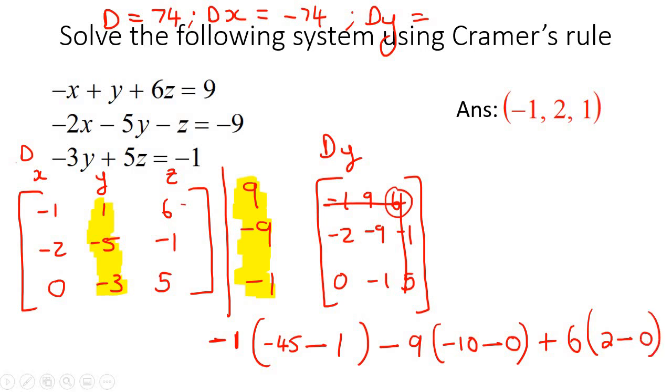And so now you're just going to work that all out. So I'm just going to do it all in one step on the calculator. And so that's going to be 148. So dy is 148.